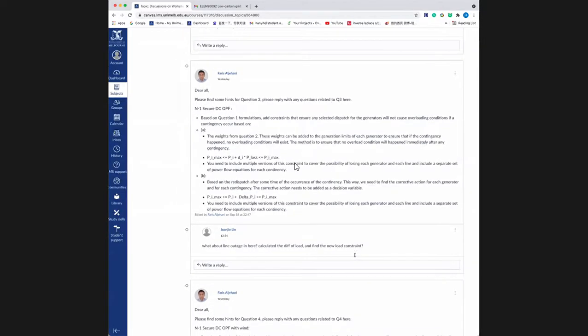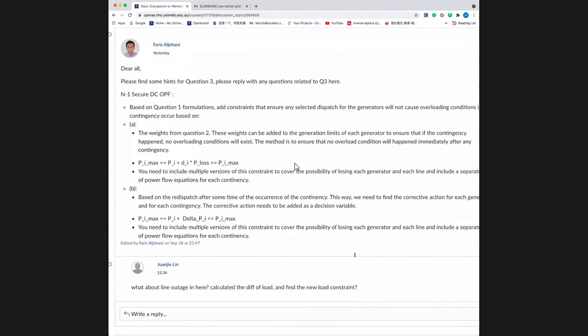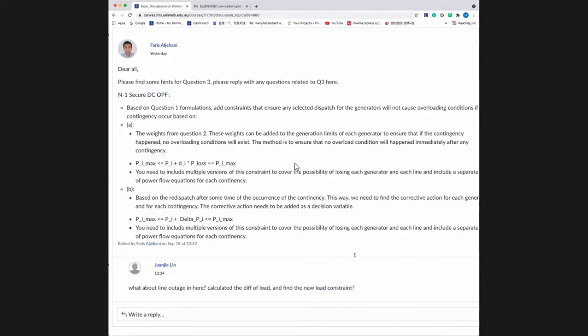Okay, so now for the first case, we're talking about this. You need to add now this constraint. Yep, this one needs to be repeated. It's not going to be only one, it's going to be multiple of them. So let's take an example here. In case of loss, for that, you need to add constraints for each power generator. So each one, two generators constraints.